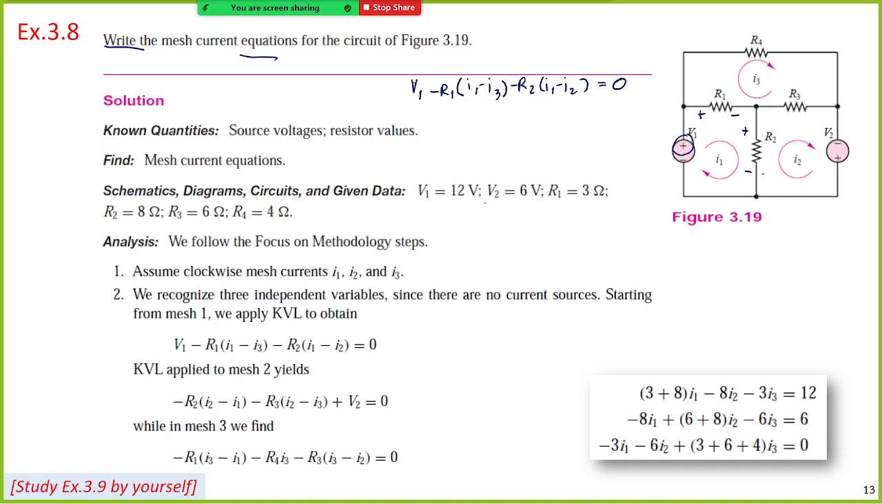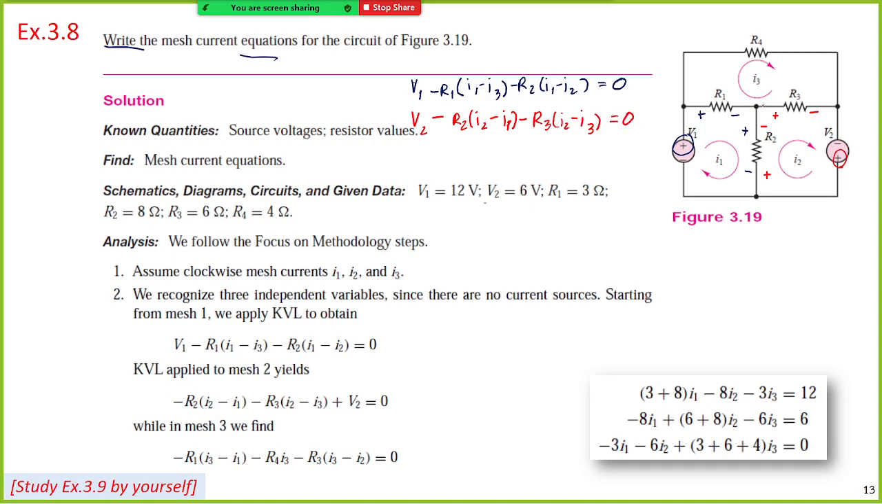I2 direction will be plus and minus, like this. V2 plus minus, like this. This will be V2 minus, right? Minus R2 in this direction, I2 minus I1. I2 minus I1 in this direction, I2 minus I3, right? Yes, minus R3, I2 minus I3 equal to 0.